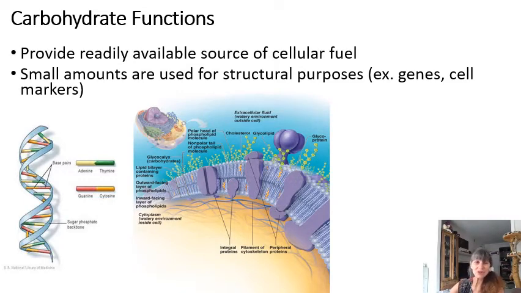And if you look closely at the picture to the right, you'll notice that there are glycolipids in the cell membrane as well as a glycocalyx on the surface of the cell membrane. Glycocalyx means sugar coat. Here's a glycoprotein, which is a protein that has a carbohydrate bonded to it. So those are some examples of how carbohydrates can function structurally.